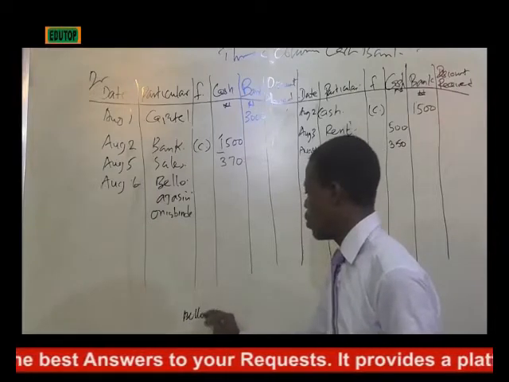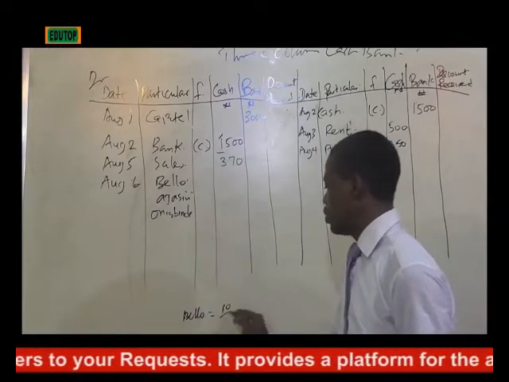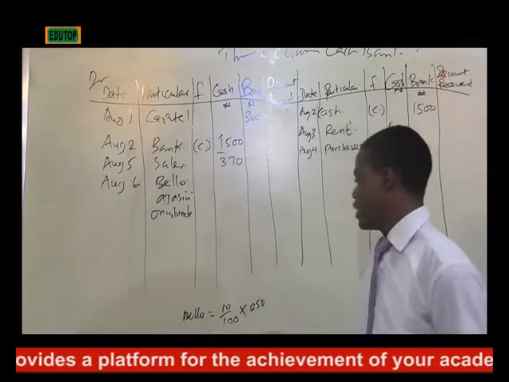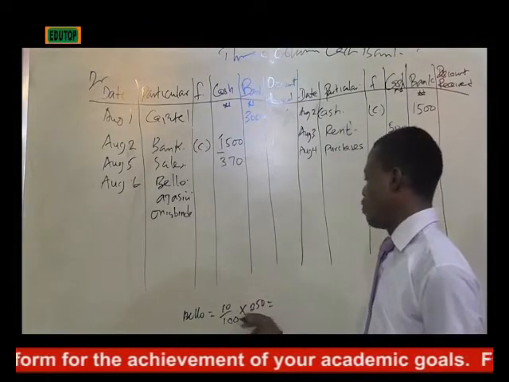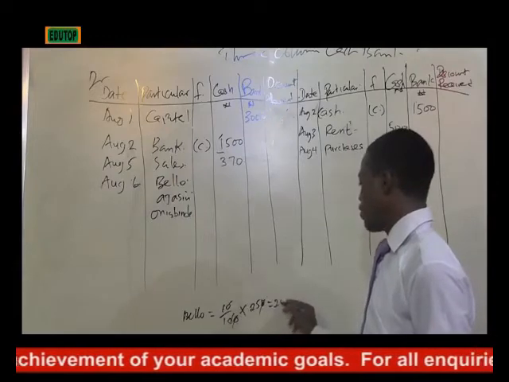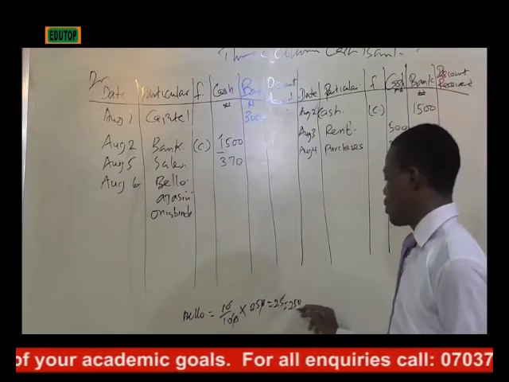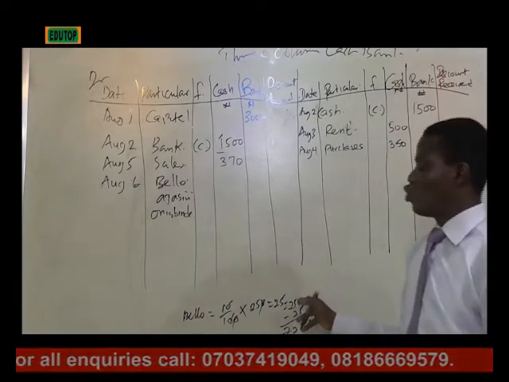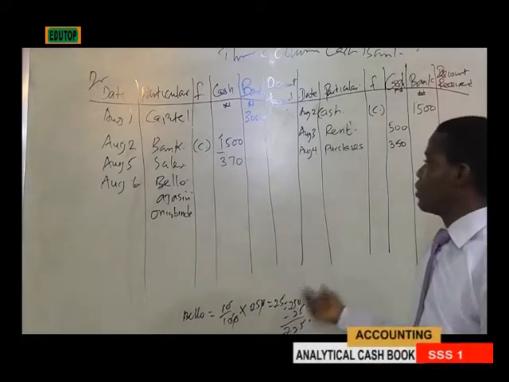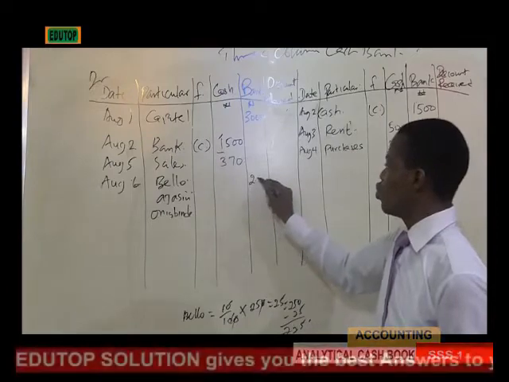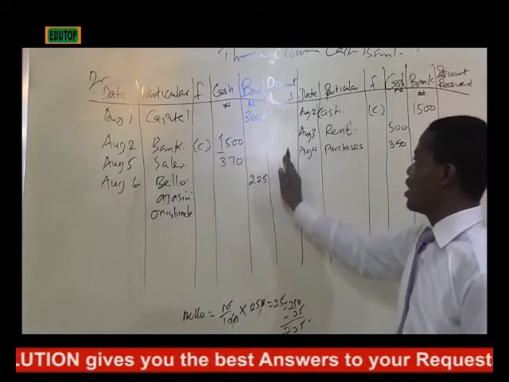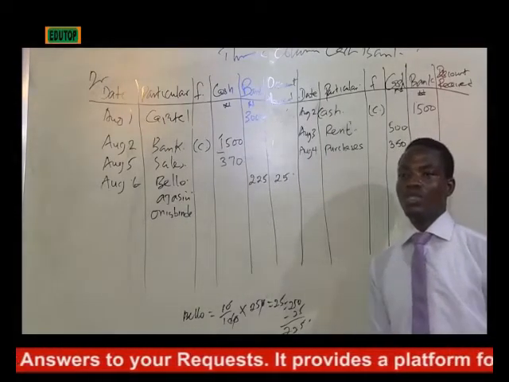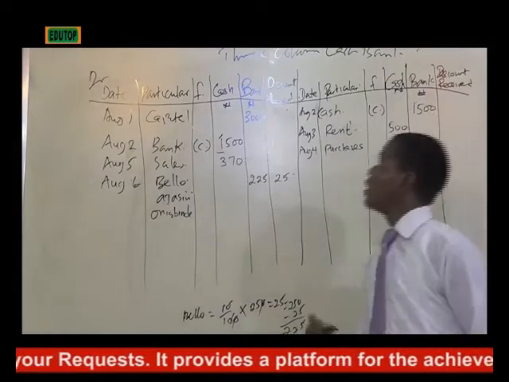Under Below, they give Below 10%. Instead of Below paying 250, 10% of this is 25. So 250 minus 25, that is 225. So instead of Below paying 250, 25 naira discount has been given. So he is supposed to pay 225, where you also write the discount, which is 25 here. So this is how we do a discount in the three-column cash book.